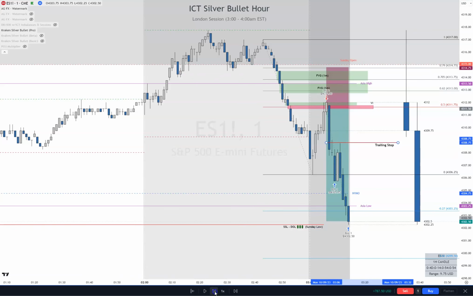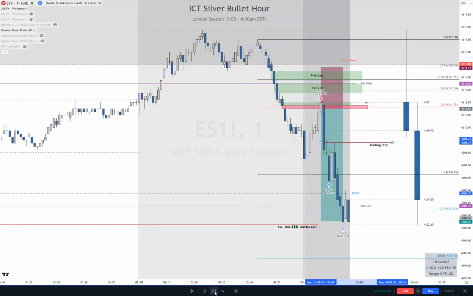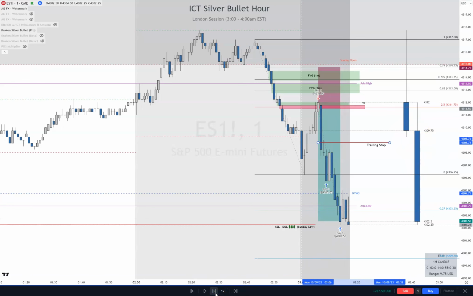I'm just going to let you watch this candle for the rest of the hour. I'm going to play this out and let you watch how these power of 3 candles play out here. It's very good. They're both hourly candles.